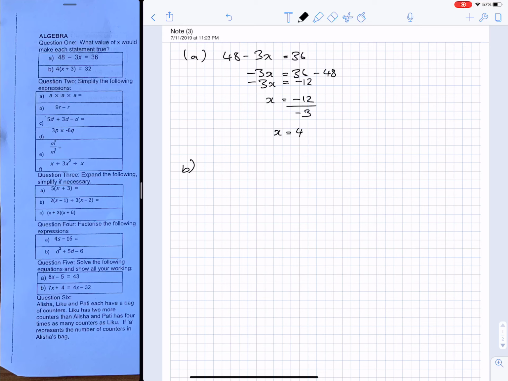B, you've got 4 times x plus 3, which equals 32. So expand the brackets. 4x plus 12, which equals 32. Take the 12 over to the other side, and you've got x equals 20 divided by 4. x equals 5.